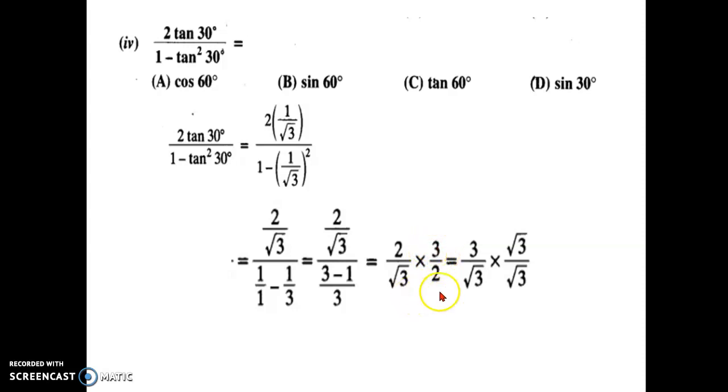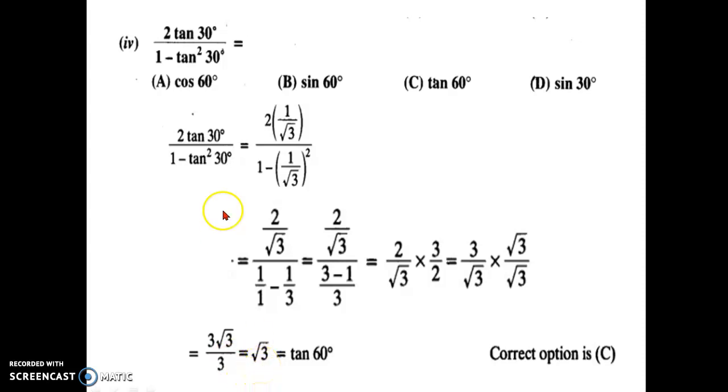So 3 by 2, you have to multiply now. In the denominator you are having root, so in order to remove that, you will do the rationalizing step. So you will get 3 root 3 divided by 3. So 3 and 3 can get cancelled, 3 in the numerator, 3 in the denominator. So you will be left with root 3. Which of these is having root 3 as a value? Tan 60 is equal to root 3. So option C is correct.